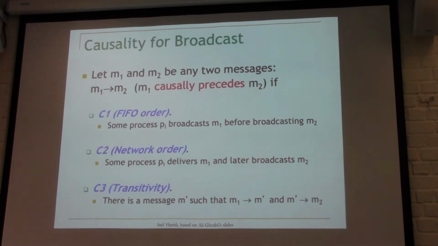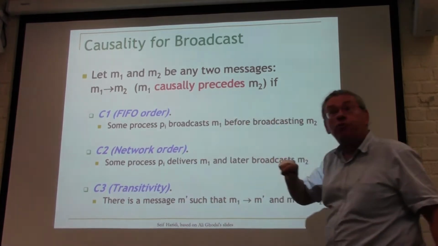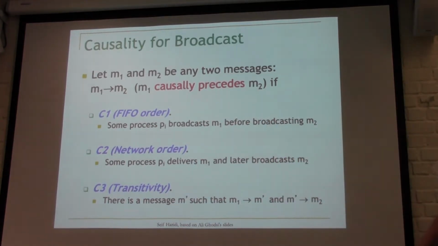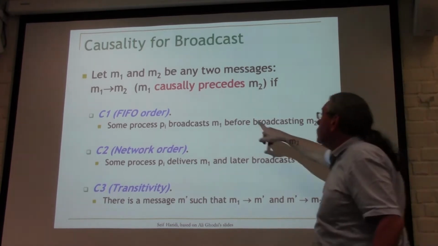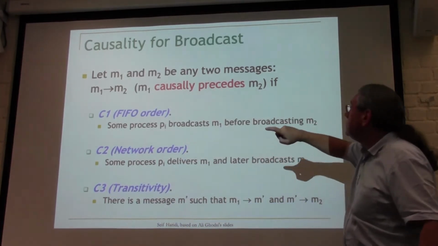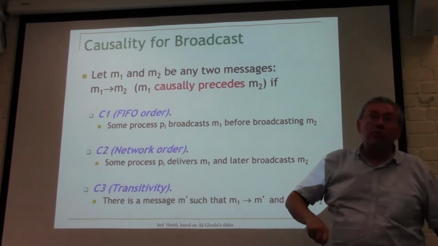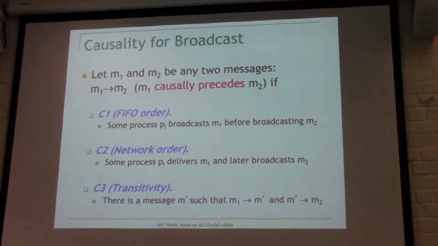These are two messages, M1 and M2. And they're both broadcasts, some kind of reliable broadcast. And there's a causal connection. We'll write it with an arrow. M1 causally precedes M2 if one of these three conditions holds.